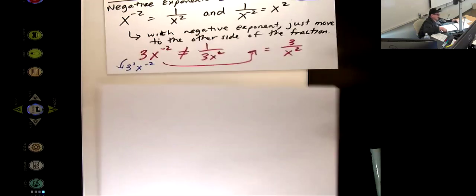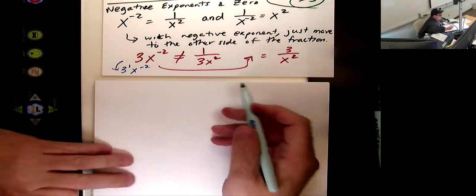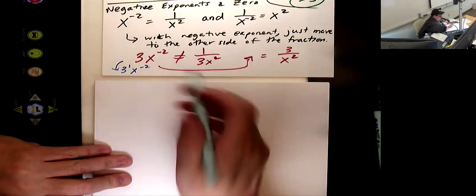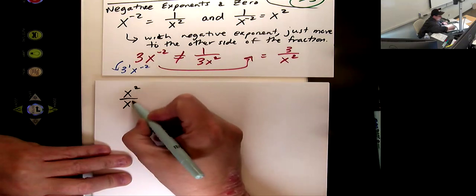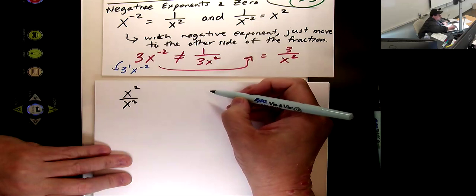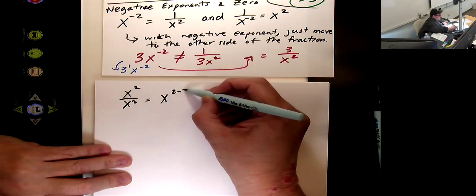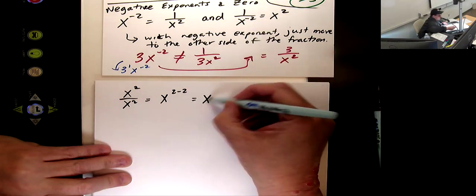Alright, so with the 0 exponent, I'm going to show you this in a way that you can follow pretty easily. If I have x squared over x squared, the rules of exponents say I can subtract exponents when they're divided, so this would be x to the 0.